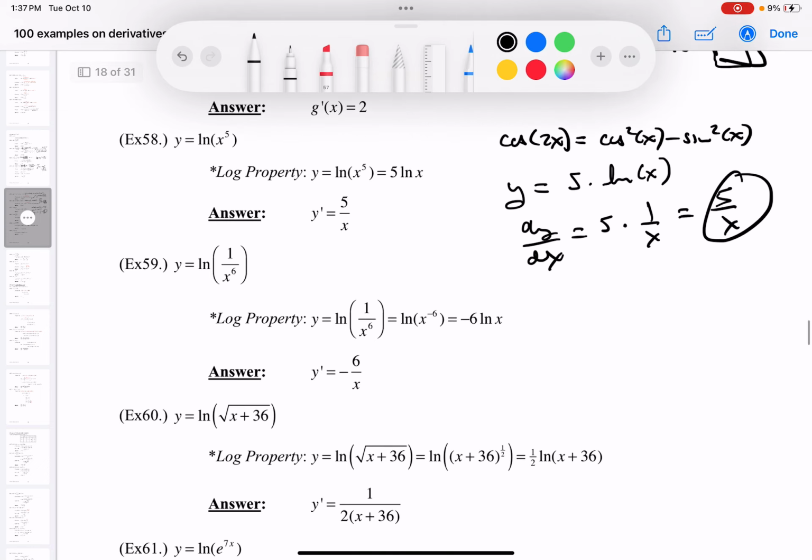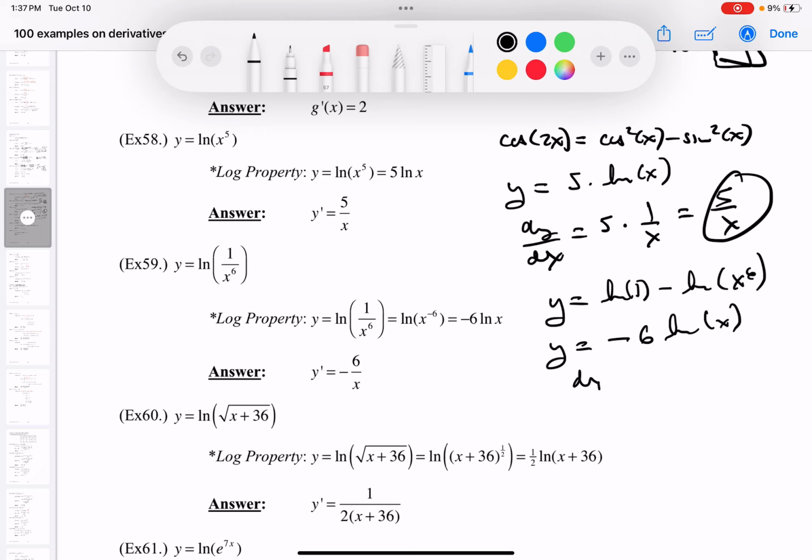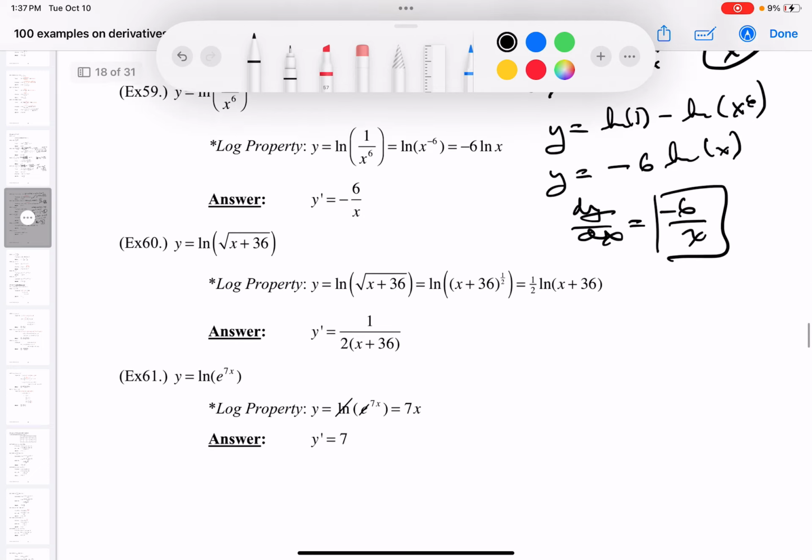All right, this one over here, number 59, I get y equals the natural log of 1 minus the natural log of x to the 6. Just using rules of logs, by the way. Natural log of 1 is 0. Then I get minus 6 natural log of x. What's dy dx? The derivative of natural log is 1 over x, so just say minus 6 over x. All right, let's keep moving.